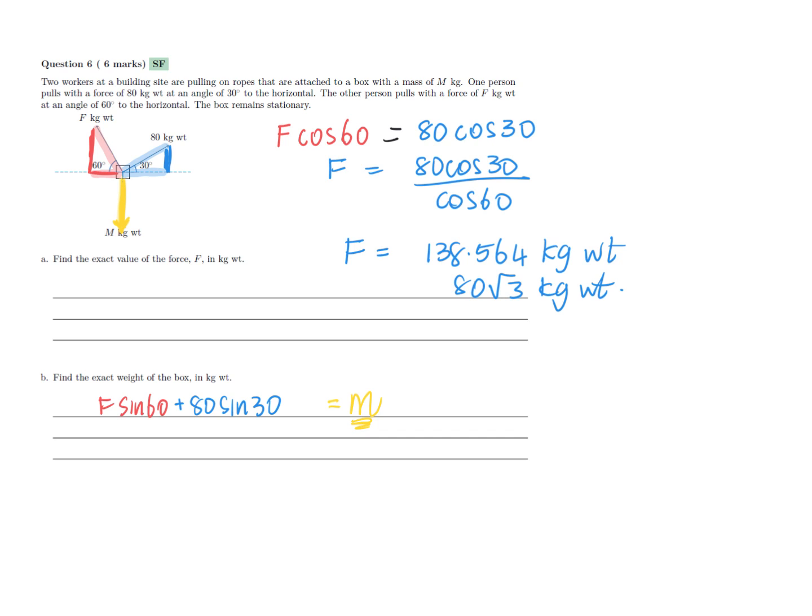Now remember the F is what we worked out before, 138.564 sine 60 plus 80 sine 30 will give us M. Pop that in our calculator, and M is equal to 160 kilograms.